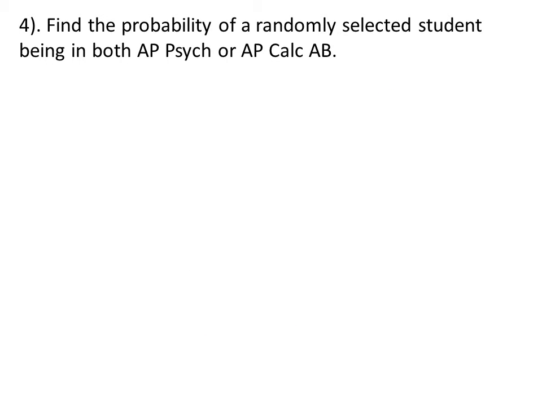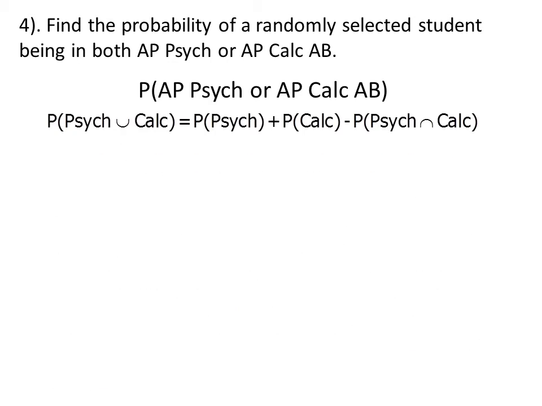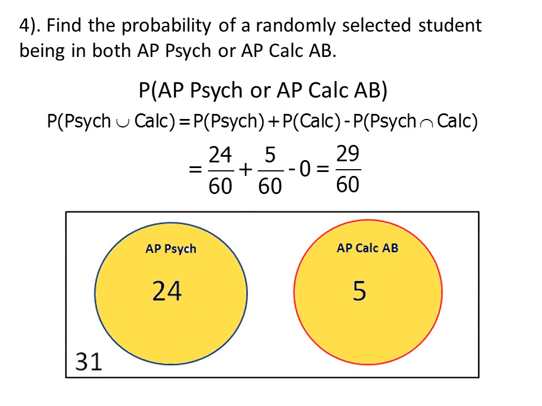Find the probability of randomly selecting a student being in AP Psych or AP Calc AB. Or is the keyword that represents a union. Here's our formula for a union. Probability of Psych plus probability of Calc minus the intersection, since it's counted twice. In this case, there is no intersection, so that value would be 0. The answer is 29/60ths. So the union is 24 plus the 5, which is the 29.